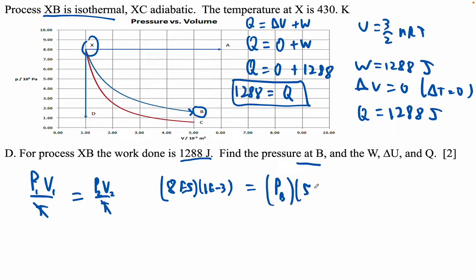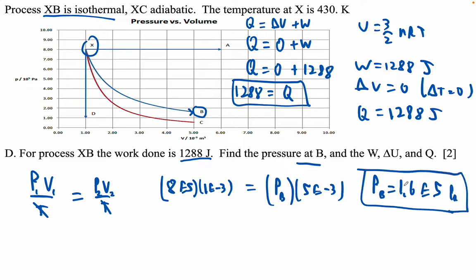Times 5 E minus 3. So there you go. It's going to be this times this divided by this. So 8 E5 divided by 5. And that's 1.6 E5. All right. Let's see, pascals. I think we got all the answers. Oh, pascals. It looks like pressure at A. No, it's pascals. All right.